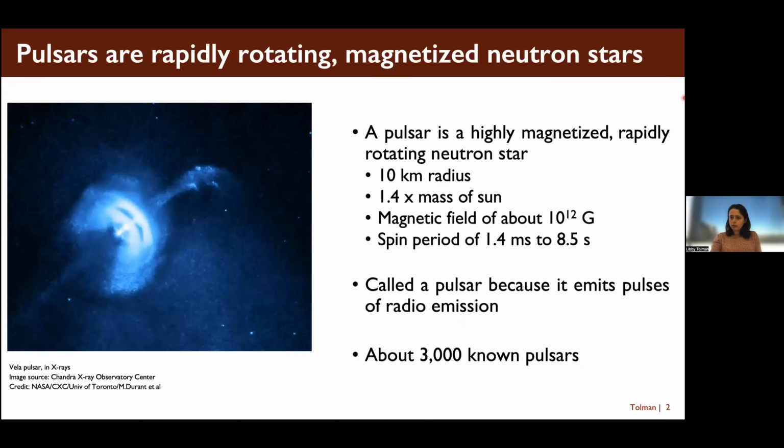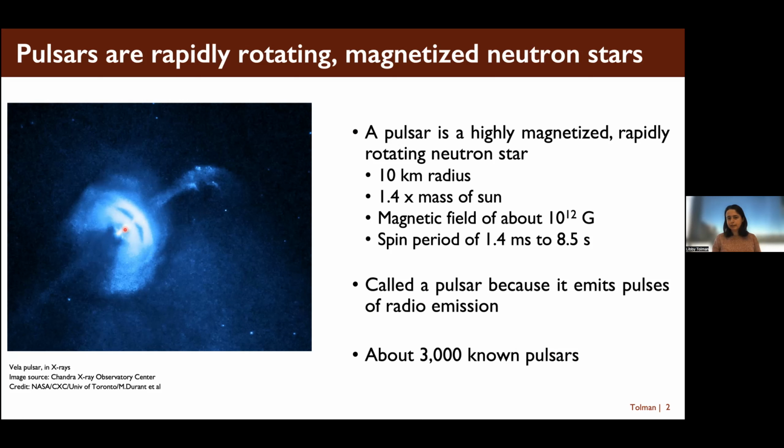So I think we have a general plasma background today. I'll start by telling you all what a pulsar is. A pulsar is a rapidly rotating magnetized neutron star. You can see an image of the nebula around a pulsar, with the pulsar at the center, on the left side of the slide.